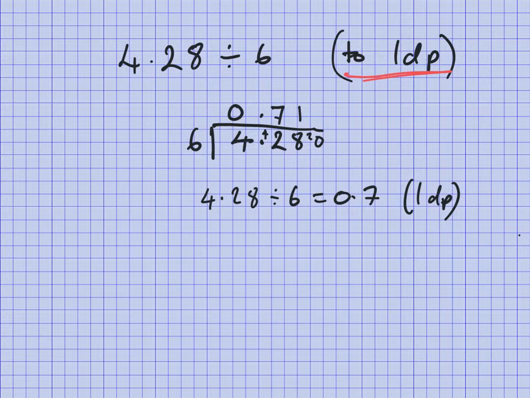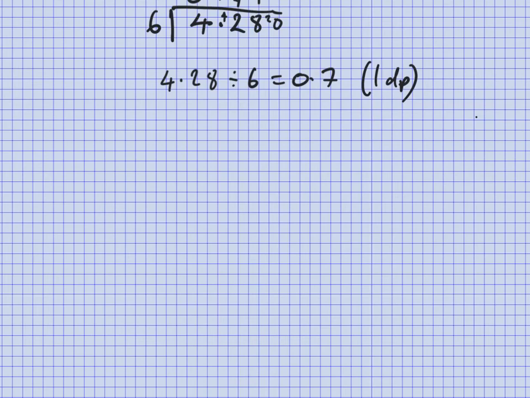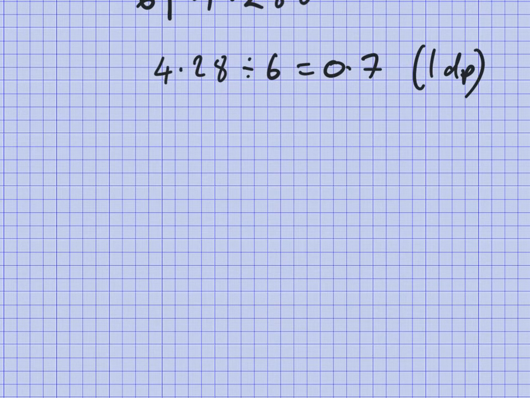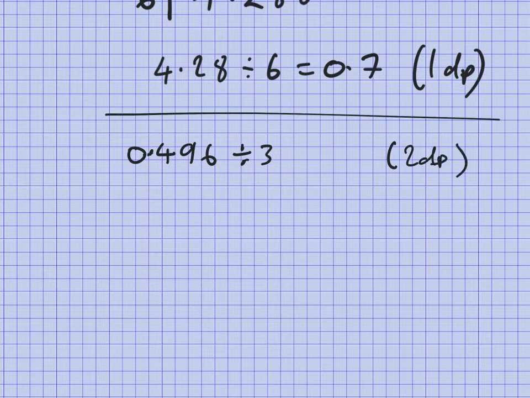Okay, let's do another example. Here I'd like to do, let's take 0.496 divided by 3. And this time I'd like two decimal places. So set it up as the bus stop. 3's into 0.496. 3's into 0, 0. Remainder nothing. 3's into 4 goes 1. Remainder 1. 3's into 19 goes 6. Remainder 1. 3's into 16 goes 5.